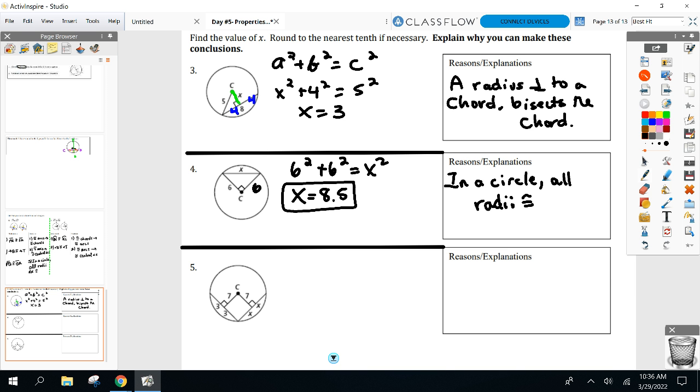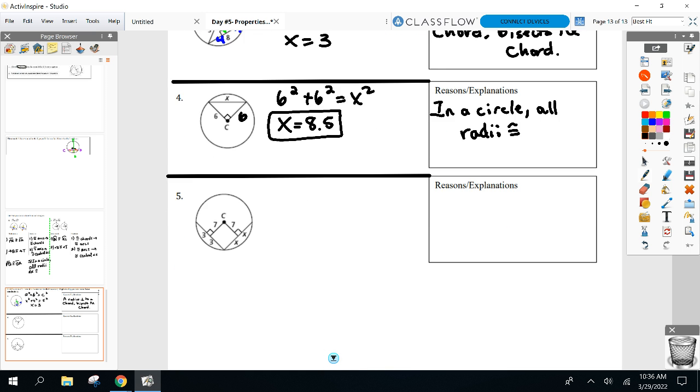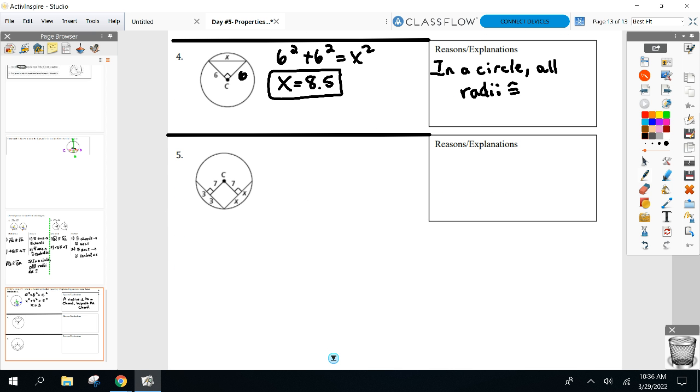All right, one more here. And I get it with this one. It's very easy to look at it and just say, oh, x is 3, we're done. Well, how'd you get there? You're right, x equals 3, but how did we get there?